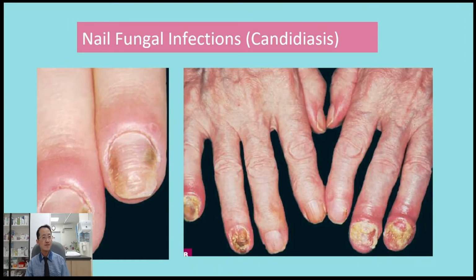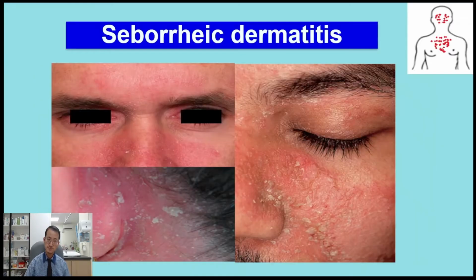Now, nail fungal infection can be as well caused by Candida. Okay, you can see all these yellowish nails with a lot of pus there and a lot of crusting there. It can cause nail destruction as well. All right. Now, let us talk about seborrheic dermatitis.